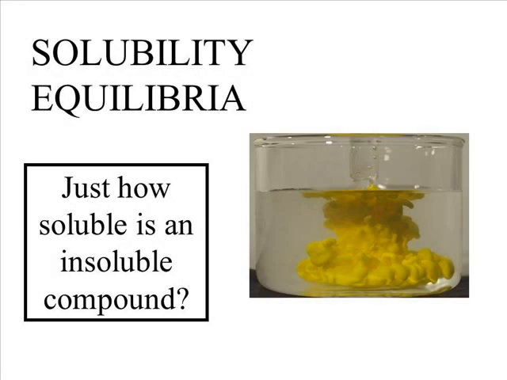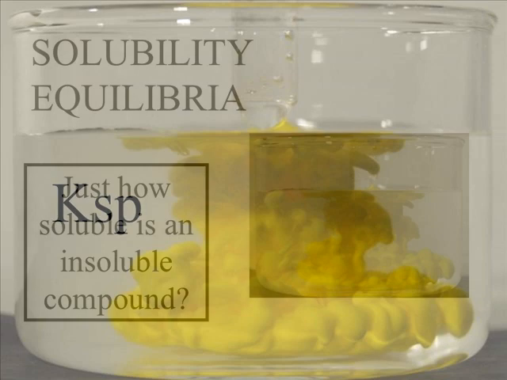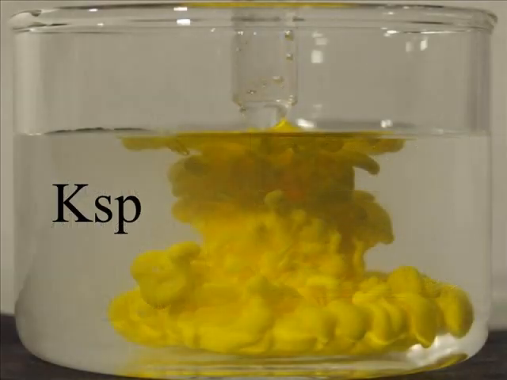KSP is one of the easiest equilibrium problem types to solve. There's a little bit of algebra involved, but conceptually it's very easy. You're looking at, in something that's considered to be insoluble, just how many ions are actually dissolved with any insoluble compound. There's still probably some degree of solubility.